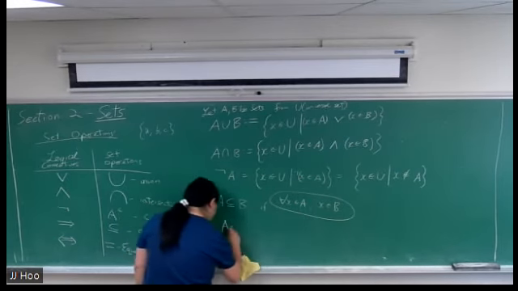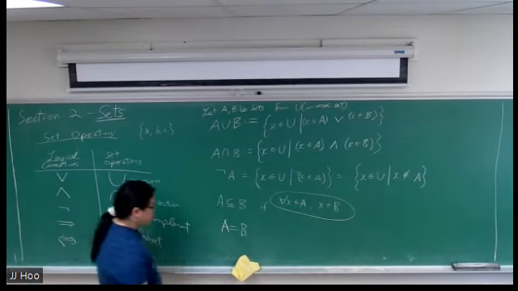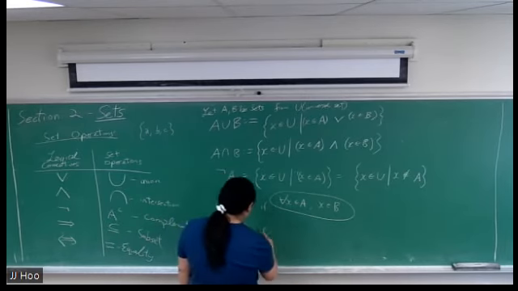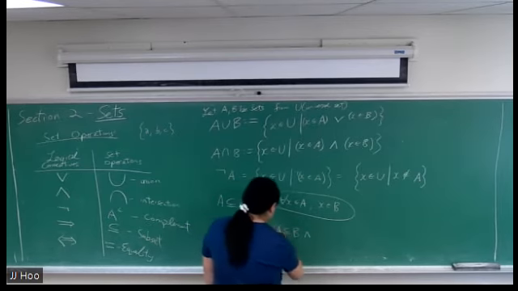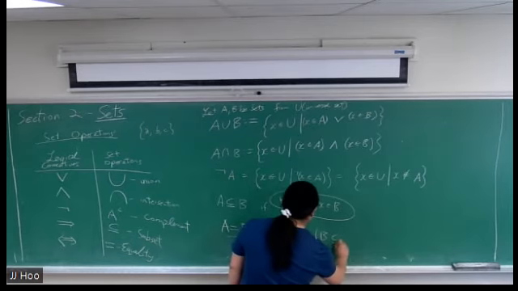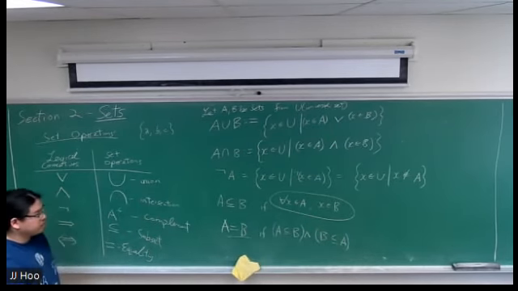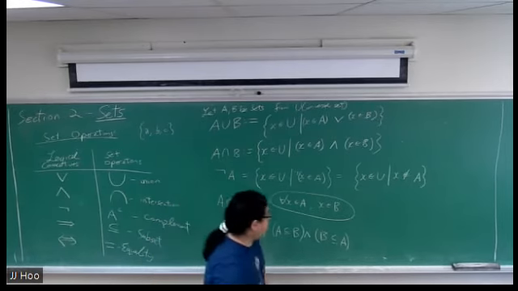Now, finally, how do we define equality? We define the biconditional by saying this is the forwards and the backwards. This will say A equals B if A is a subset of B and B is a subset of A. So we define two sets to be equal if they are both subsets of each other.